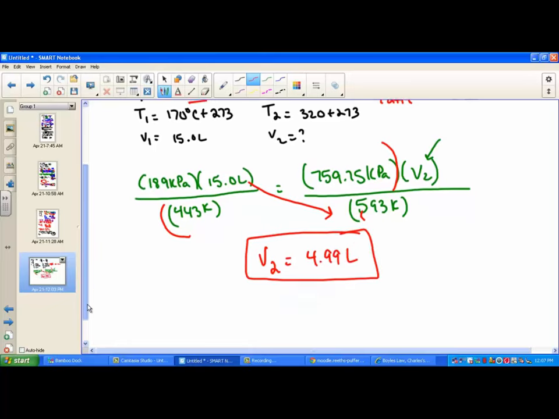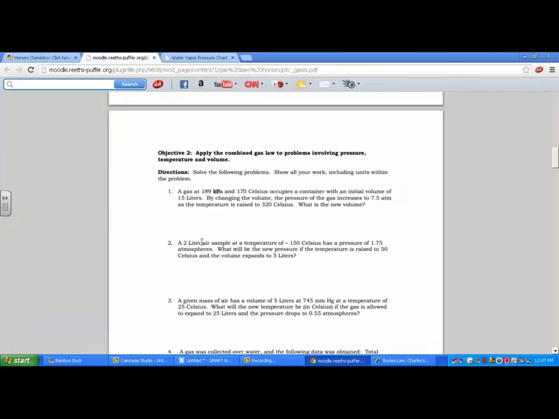Problem 1. Again, stop and process as you need to. Start the video again when ready. We have a 2-liter air sample at a temperature, it's quite cold, -50°C. Pressure is 1.75 atmospheres. We're going to solve for the new pressure. Temperature is raised to 50°C, volume expanded to 5 liters.